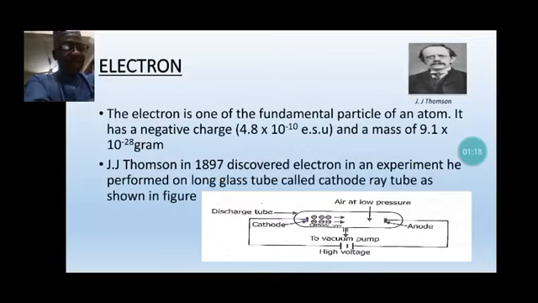J.J. Thomson, as shown on the screen, was the one that discovered the electron through his cathode ray tube experiment. He subjected a gas at a very low pressure and a very high voltage, and he succeeded in generating a ray moving from the cathode end of the tube to the anodic end of the tube, and he called that ray cathode ray. This discovery was made in 1897 by J.J. Thomson.